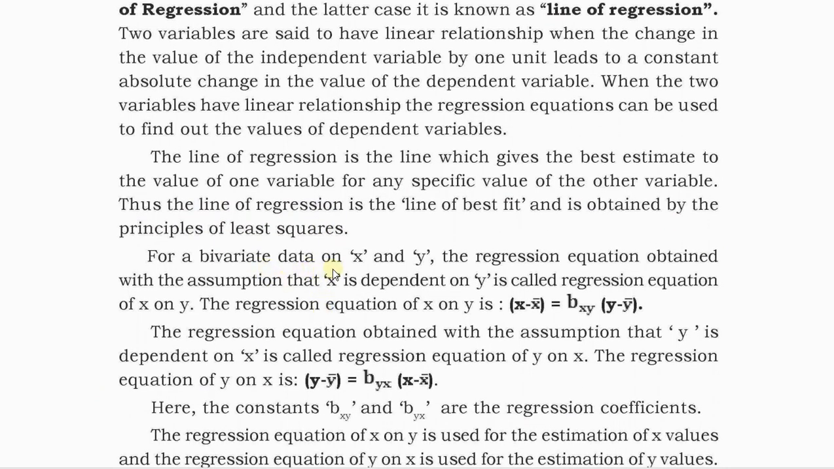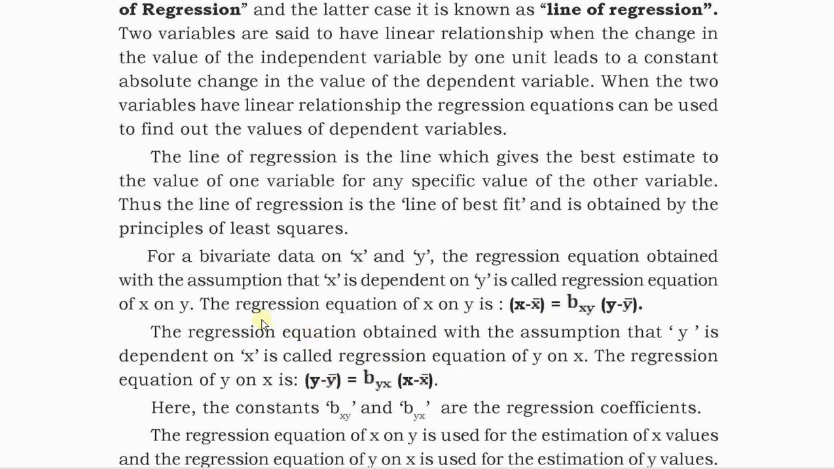For bivariate data on x and y, the regression equation obtained with the assumption that x is dependent on y is called the regression equation of x on y. Suppose x is the dependent variable and y is the independent variable here. Then that regression equation is called x on y. X on y means x is dependent on y. The regression equation x on y is given by x minus x bar is equal to bxy into y minus y bar. This bxy is the regression coefficient of x dependent on y.